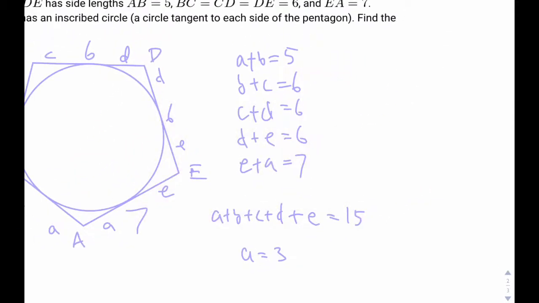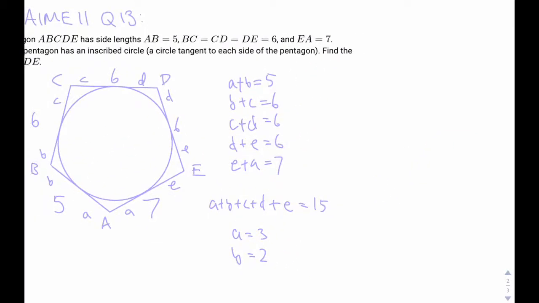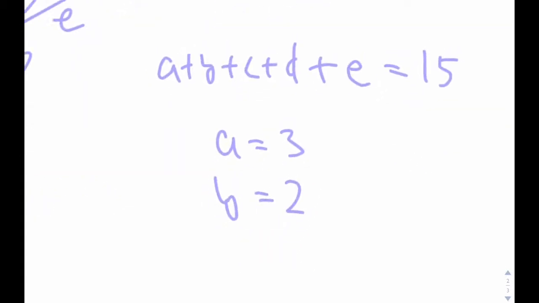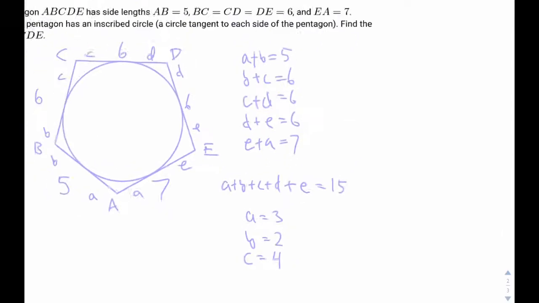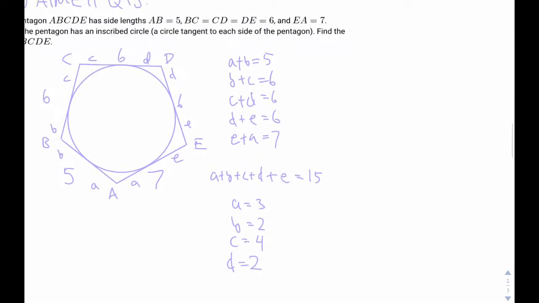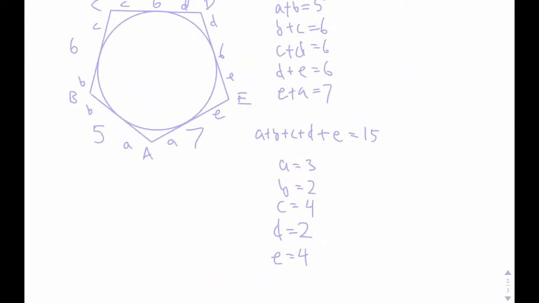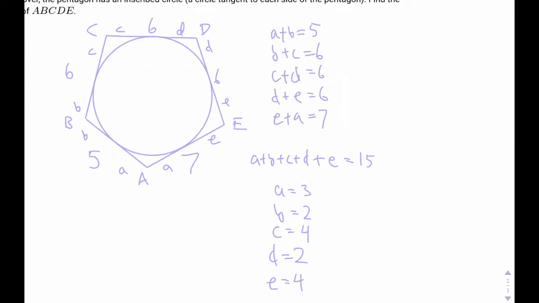We also have that A plus B is equal to 5, so we have B is equal to 2. B plus C is equal to 6, so C is equal to 4. C plus D is also equal to 6, so D is equal to 2. And D plus E is equal to 6, so E is equal to 4. So now, given that we know each of these lengths, let's relabel our pentagon.